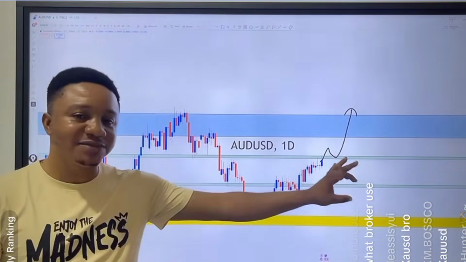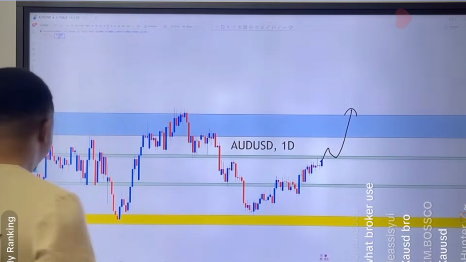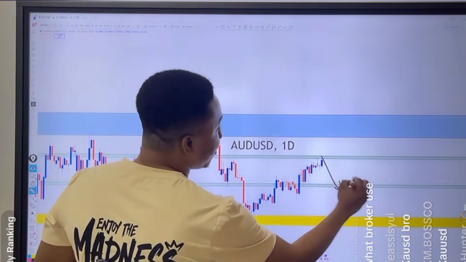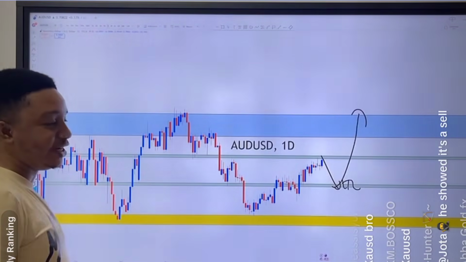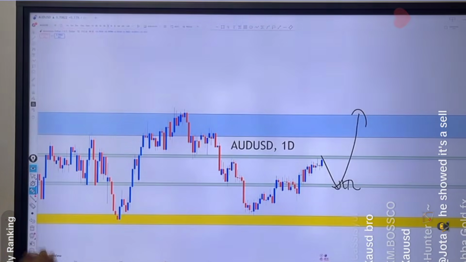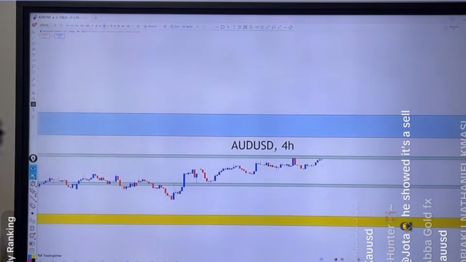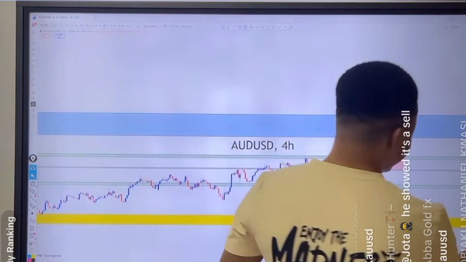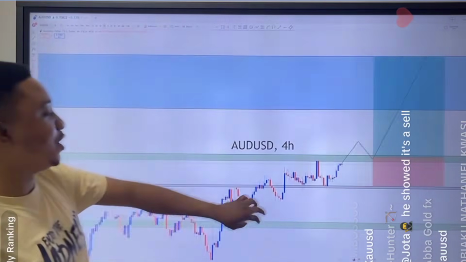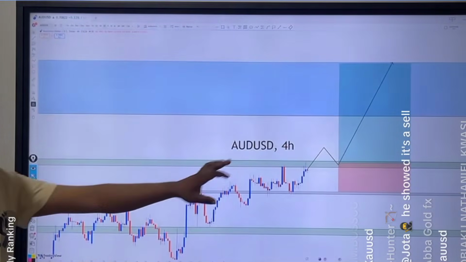So we can buy in this manner when price breaks above, and we can also sell in this manner when price comes down for a higher low on the daily. So which one is likely to happen? Let's go further to the 4H time frame. This is the 4H time frame of the AUD USD, and we are going to buy in this manner.